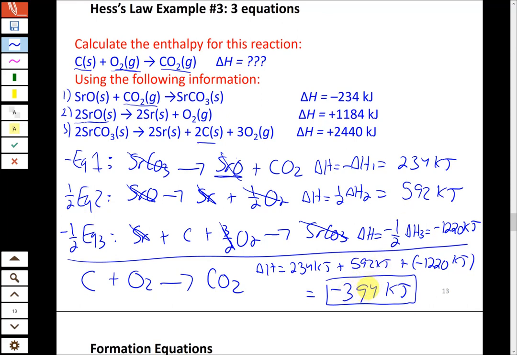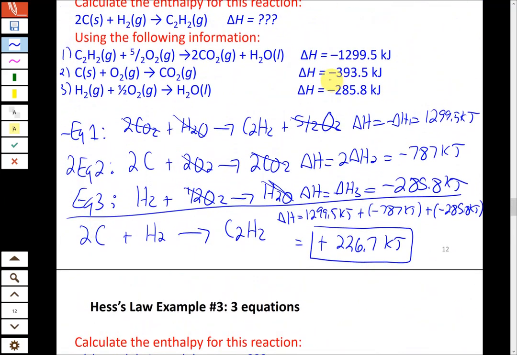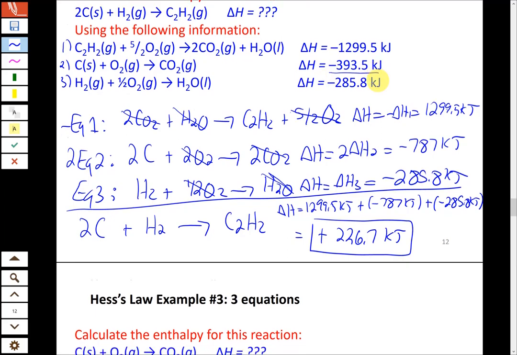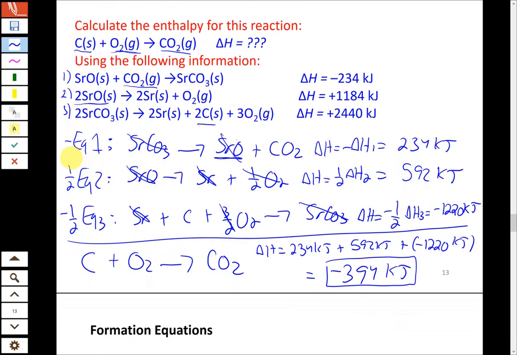But do you want to know if it's correct or not? Well, that's the number we got here, doing it this really weird, convoluted way. We gave that to you up here, same number, minus 394. So it does check out, even though it's a really weird way of getting there. Okay, so this method does work. This is not a particularly effective way of doing it with these weird equations involving strontium, but it did get us where we were going. All right, so any questions on Hess's law?